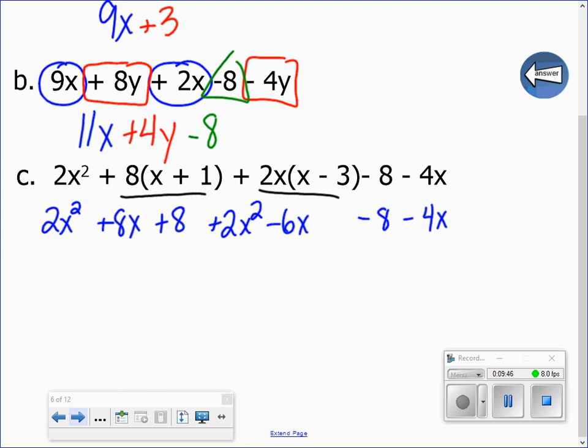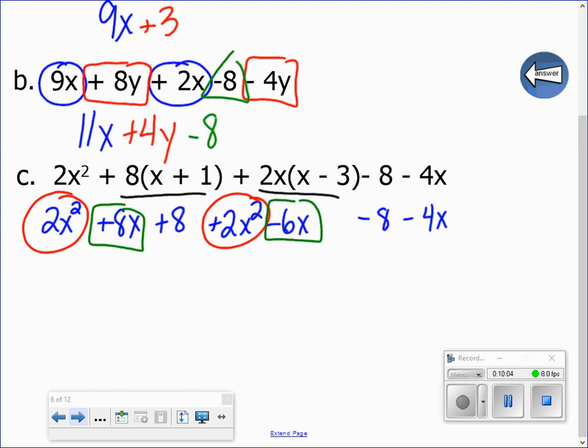Now we're combining like terms. Remember, we're looking for same variable to the same power. So if it's x squared, the term has to have an x squared. Then we have our x's. These are not like terms to the x squareds because they are not squared.